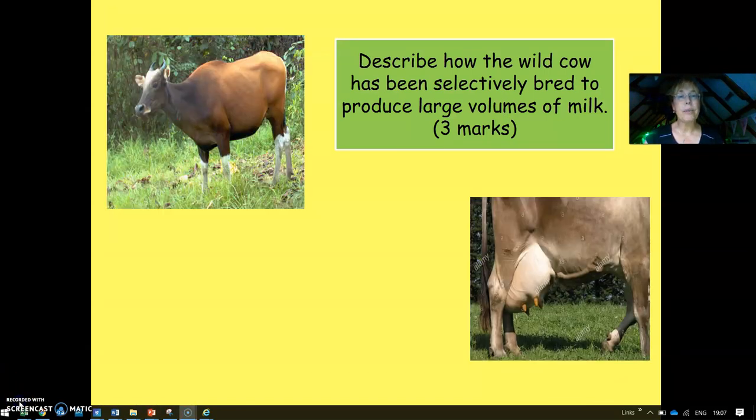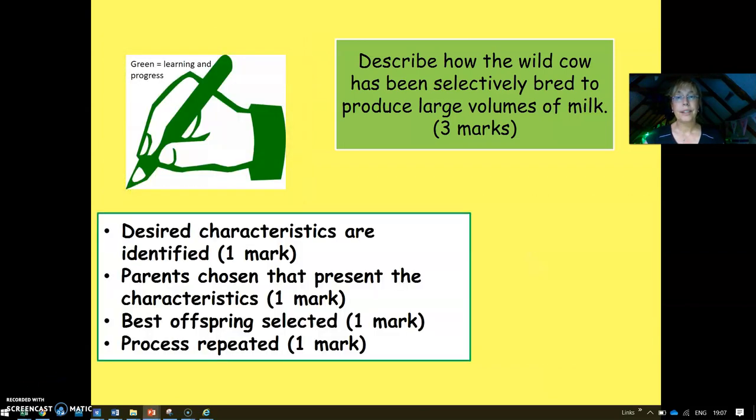Okay, let's see if you can apply what you learned. Here's an exam question. Describe how the wild cow has been selectively bred to produce large volumes of milk. Give yourself 5 minutes to answer this and then check your answer. Right, and here we have answers. I would put very specifically what the characteristic is in the answer.